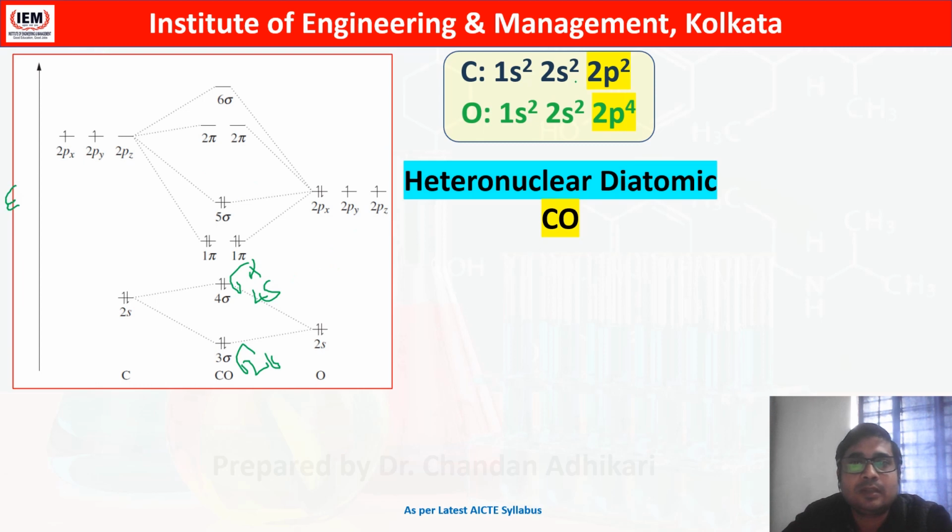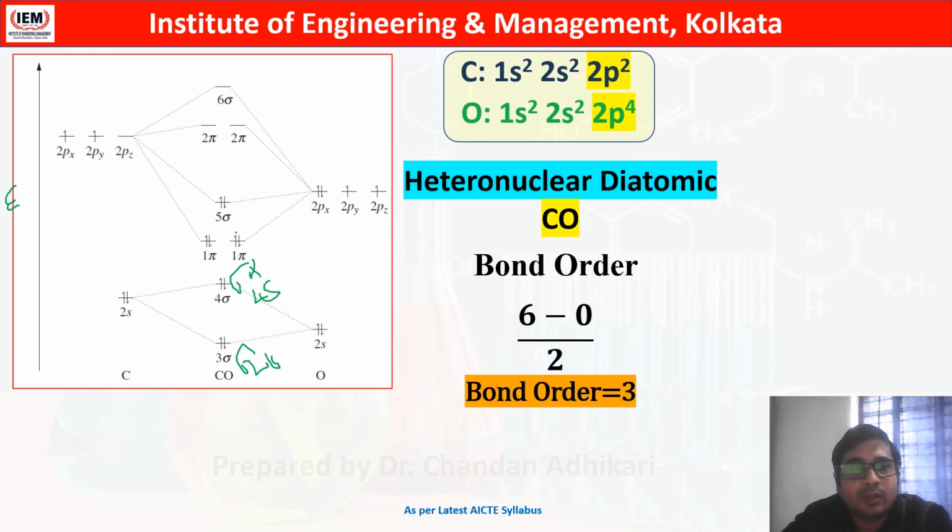Now it has 2 electrons in the p orbital in carbon, this is carbon, and this is 4 electrons, total 6 electrons. So these 6 electrons will occupy 3 bonding molecular orbitals. The anti-bonding molecular orbitals are completely unoccupied. So what will be the bond order? Number of electrons in bonding orbitals is 6, there is no electron in anti-bonding, so 6 minus 0 by 2.